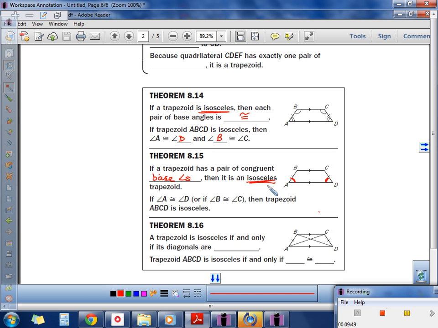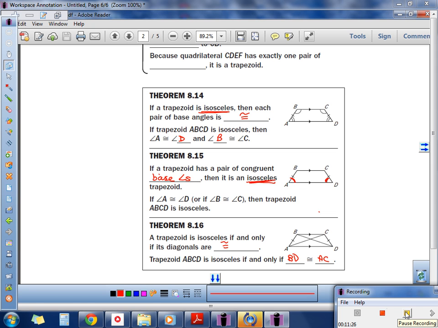The last one deals with its diagonals. Once again, lots of symmetry, so if I draw both my diagonals, if they are congruent, then it is isosceles. So if BD is congruent to AC, then we maintain the fact that it's isosceles.